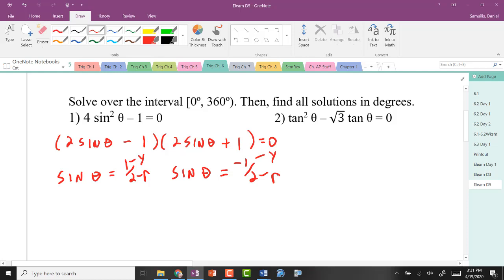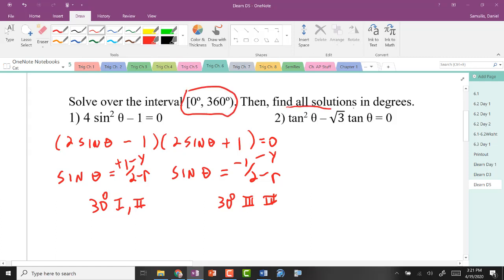This is a 30, 60, 90 set of sides, where the x side would be root 3. So anyway, these are all 30s. And this is a 30 in quadrants 1 and 2 because that's where sine is positive. Don't forget ASTC. All students take calculus. And then these are 30s in 3 and 4 because that's where sine is negative. So to satisfy the first set of directions, we'll solve between 0 and 360.